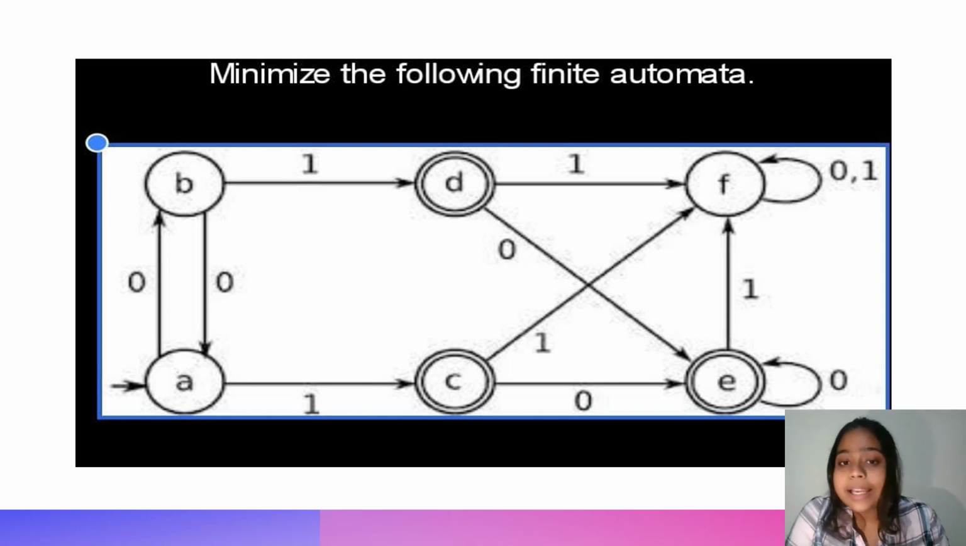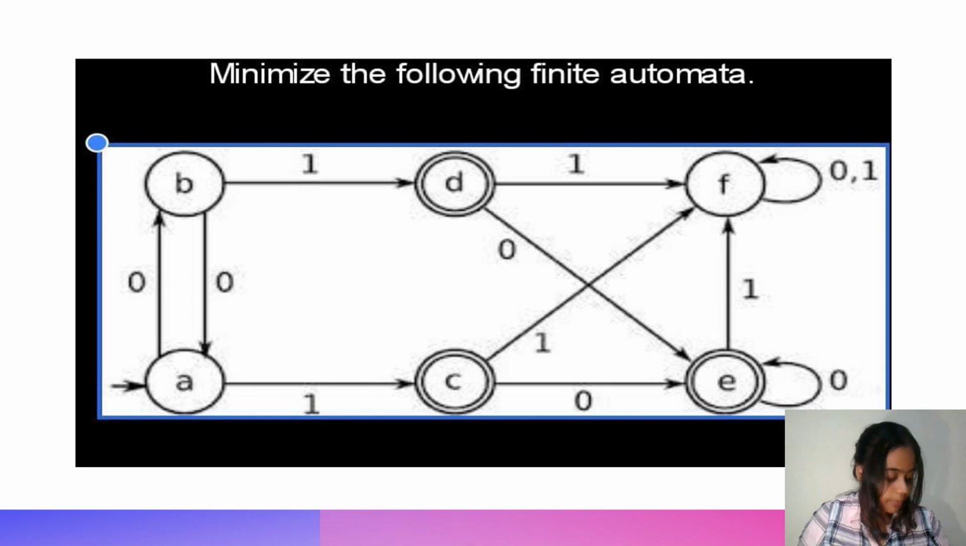Here we need to minimize the given finite automata, that is deterministic finite automata. So here the states given are A, B, C, D, E and F. So a total of 6 states are given. There are 5 steps that can be done in solving this DFA.